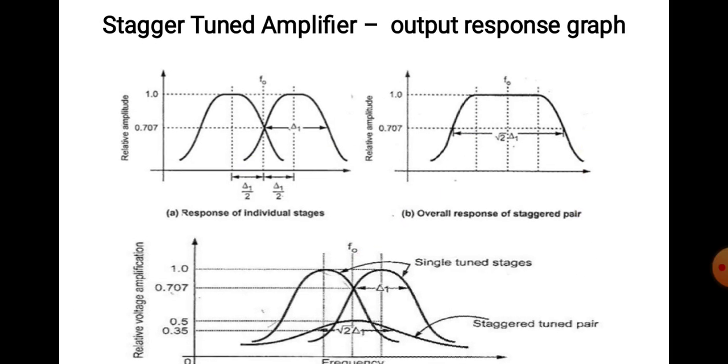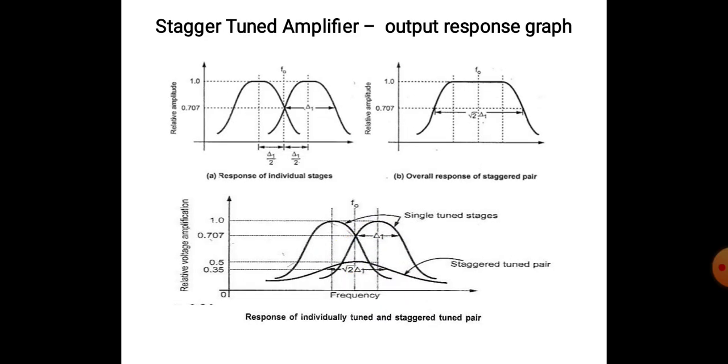And what happens to the individually tuned amplifier and stagger tuned frequency response? The comparison is given in the third diagram. Here, each single tuned stage has a different frequency response curve, and the ideal stagger tuned response is given in diagram B, whereas the practical response is given in diagram C. So, the overall gain is decreased, but the bandwidth of the response is increased.